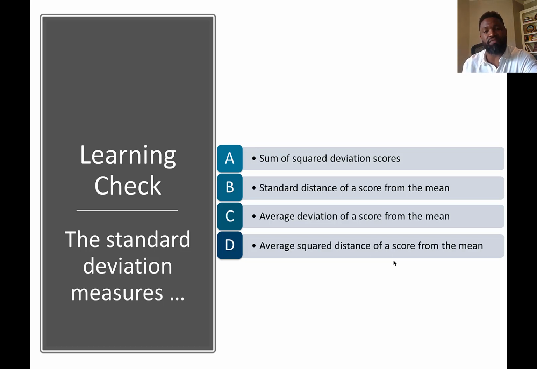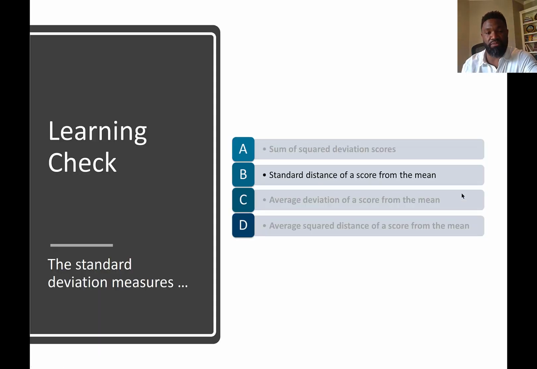But that's not it, because if you remember correctly, that is the definitional formula for something else. The average square distance of a score from the mean is the measure of the variance, right? So don't confuse the two, right? The answer is going to be B. It is the standard distance of a score from the mean, and I hope you guys nailed that one. So that's what it should be.